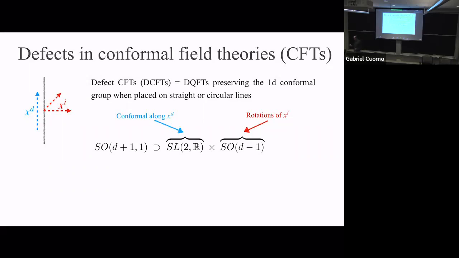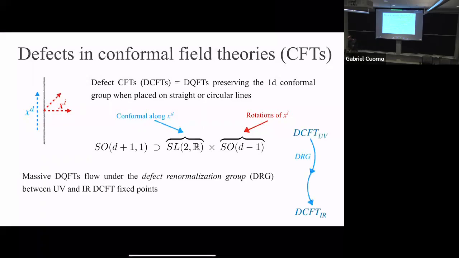Notice this doesn't need to be the case, because a defect can have some quantum mechanics living on it, which interacts with its own scattering lengths, or it has its own properties which may not be scale invariant even if the theory is. And therefore, once I embed it with this definition, I can think of a defect quantum field theory in the same way I think of a quantum field theory, as I said before. Namely, I can think of a generic massive defect as an energy flow between a defect CFT in the UV and a defect CFT in the IR.